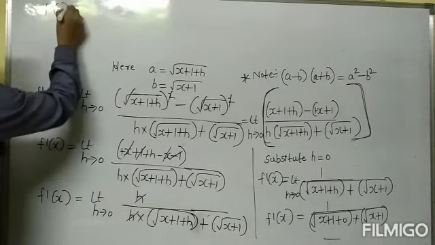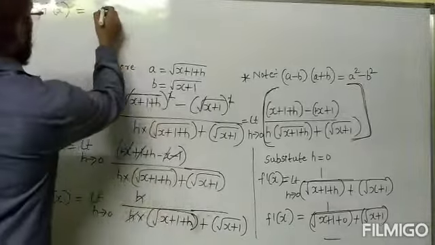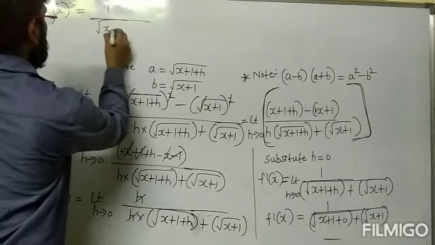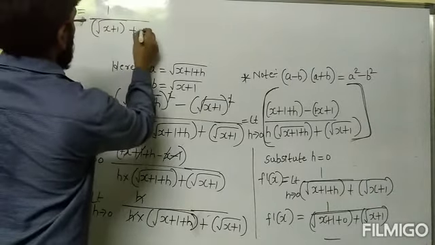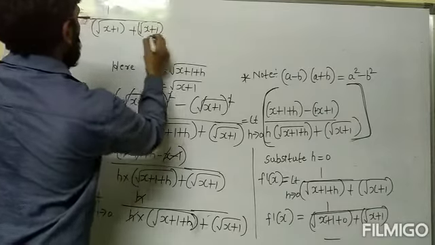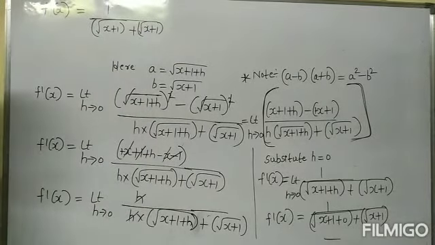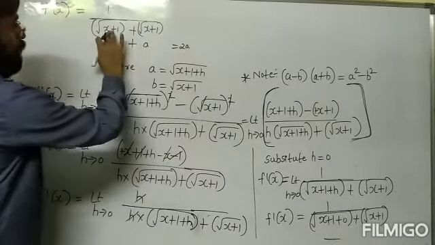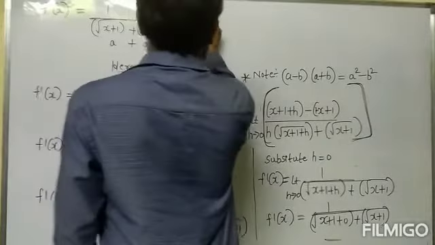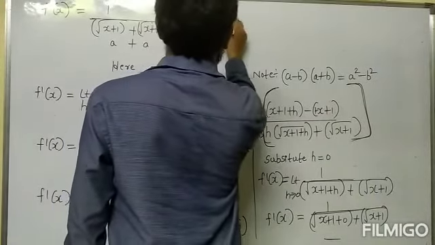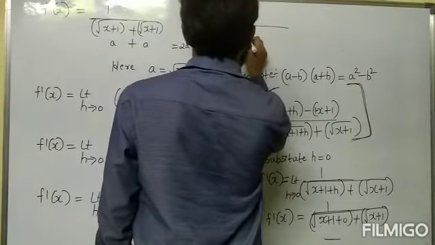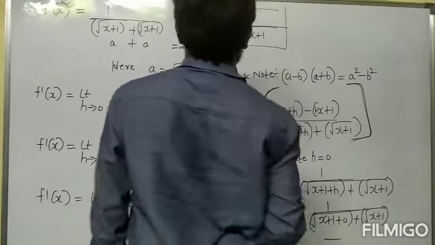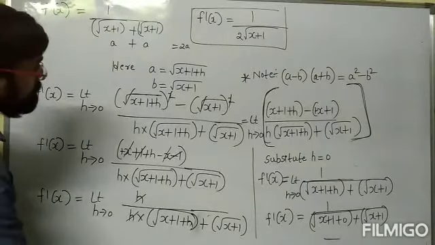f dash of x is equals to 1 by root x plus 1 plus root x plus 1. ఏమ అవుతుంది, root x plus 1 root x plus 1 is a plus a అనుకోండి. a plus a అంటే 2a. Same, root x plus 1 is 1 by f dash of x is equals to 1 by 2 root x plus 1. This is the final answer okay.